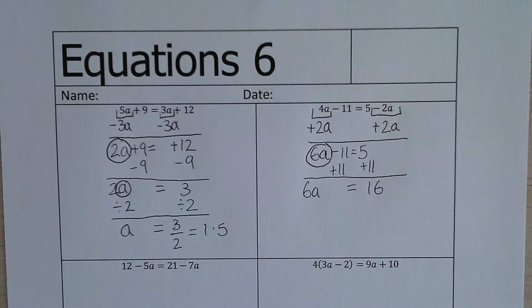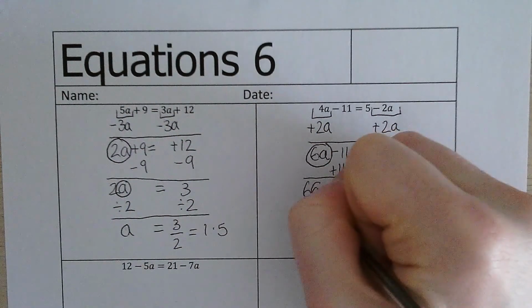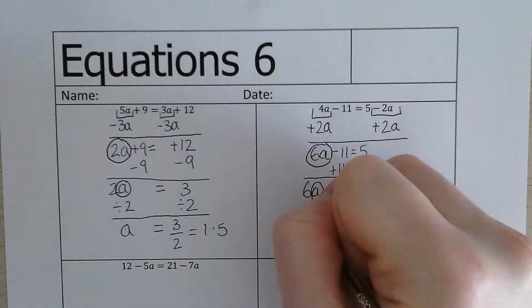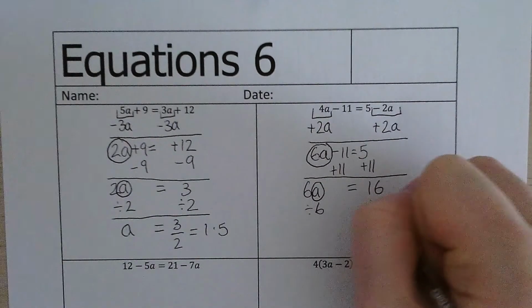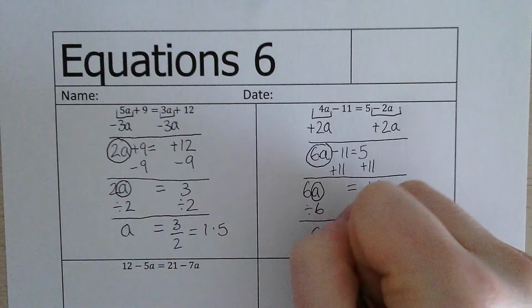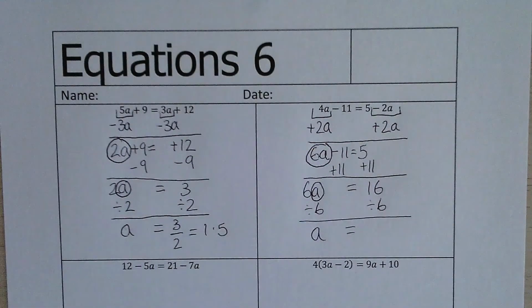Now we need to isolate the variable. So we have 6a equals 16. So the opposite of multiplying by 6 is dividing by 6. 6a divided by 6 is a. The equal sign drops down.